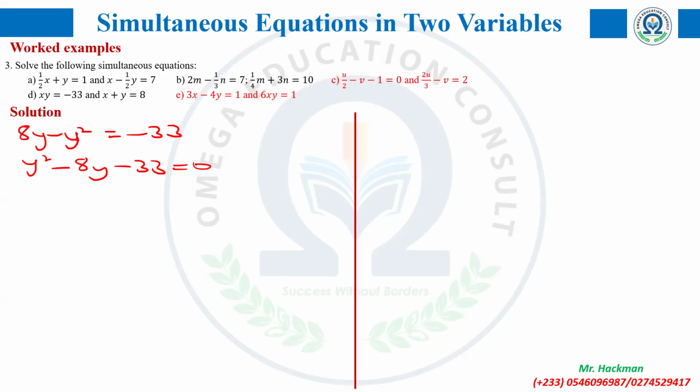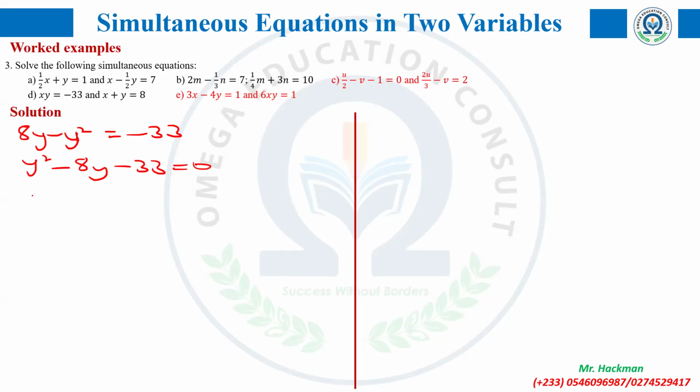Minus 11 and positive 3. Negative 11 and positive 3, yes. So it means we can solve by factorization. So at this point, my professors, I hope you are following.